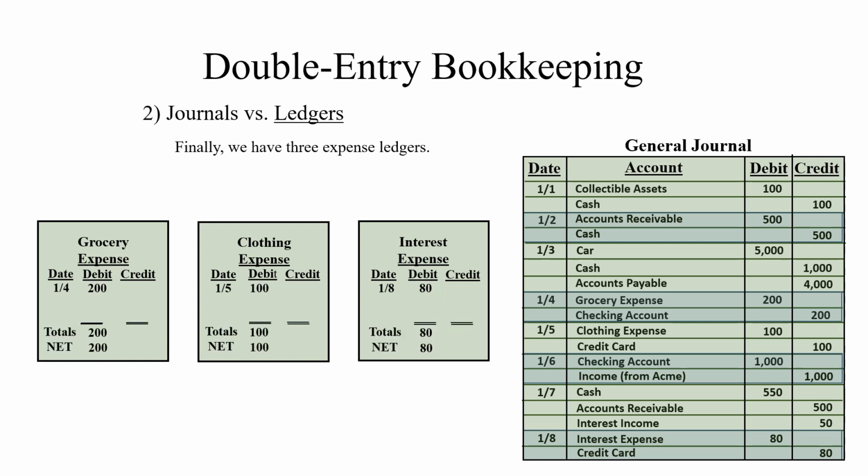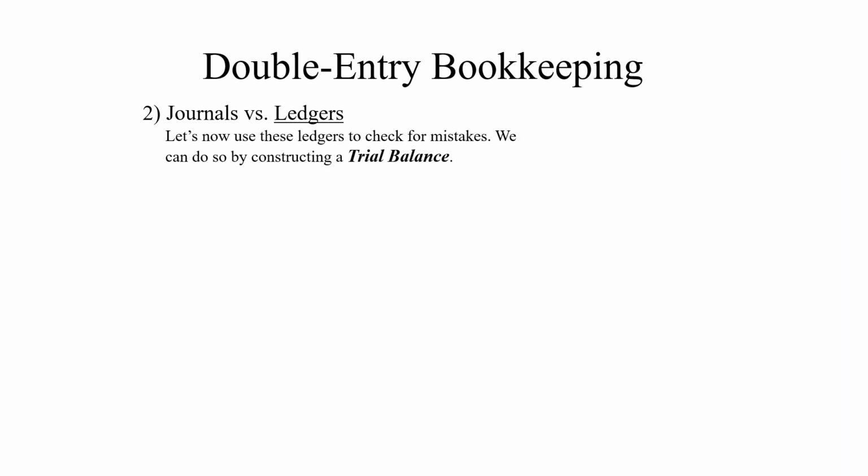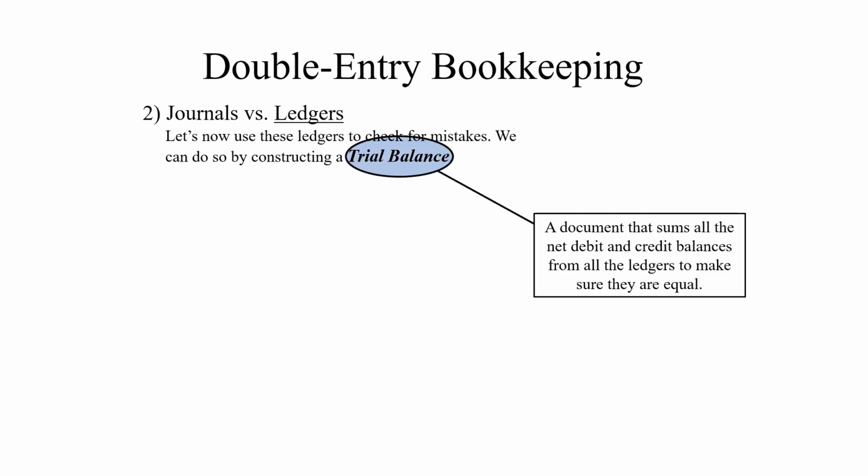Now we are finished transferring, totaling, and summarizing the information from the journal to a form that is more useful. So let's first use these ledgers to check for mistakes. We can do so by constructing a trial balance. A trial balance is a document that sums all the net debit and credit balances from all the ledgers to make sure that the debits equal the credits. If the debits and the credits aren't equal, we've made a mistake. We've got to go back and find it.